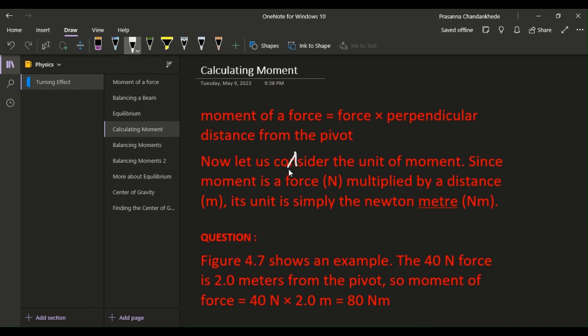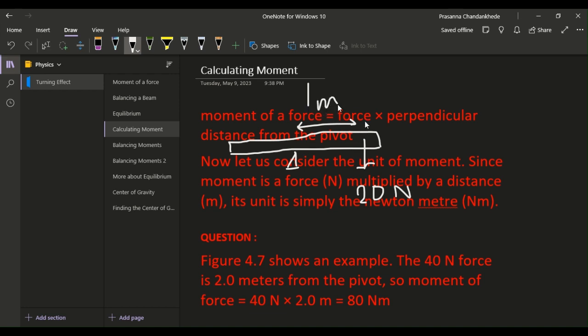So let's say this is our pivot over here. Sorry for the bad drawing. And then this is our beam. Let's say a force of 20 newtons is applied at a distance of 1 meter.